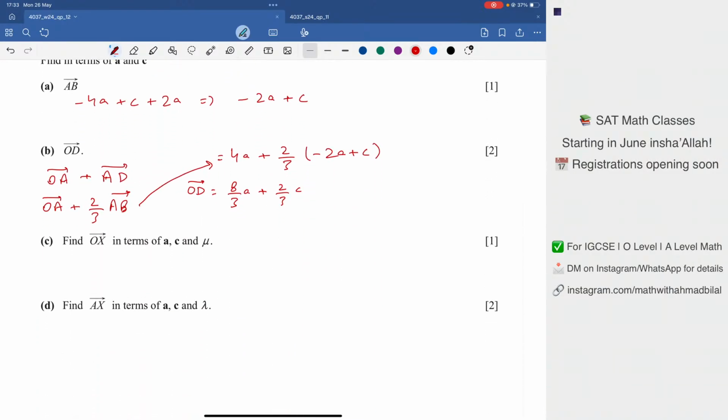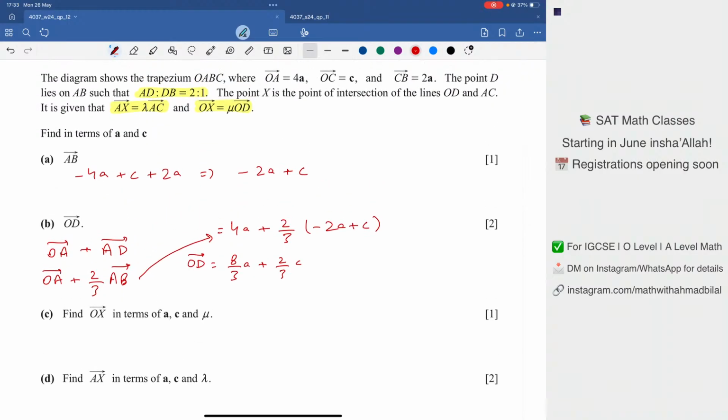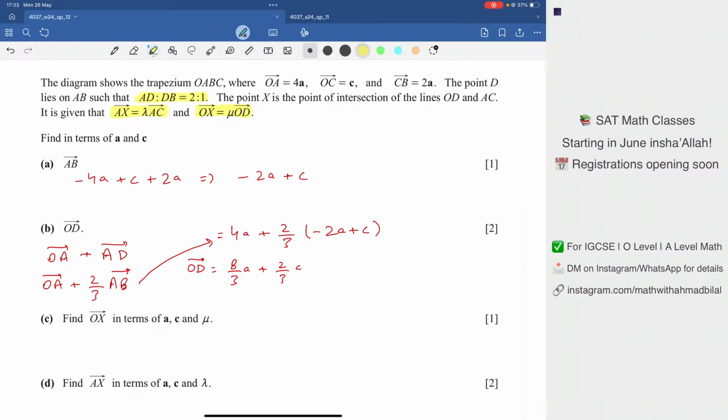Now it says find the vector OX, in terms of AC and mu. Now we've got this information given, this equation and this equation. Where do we have mu? Mu is coming here. So we have to use that to find OX somehow. How do you do that?